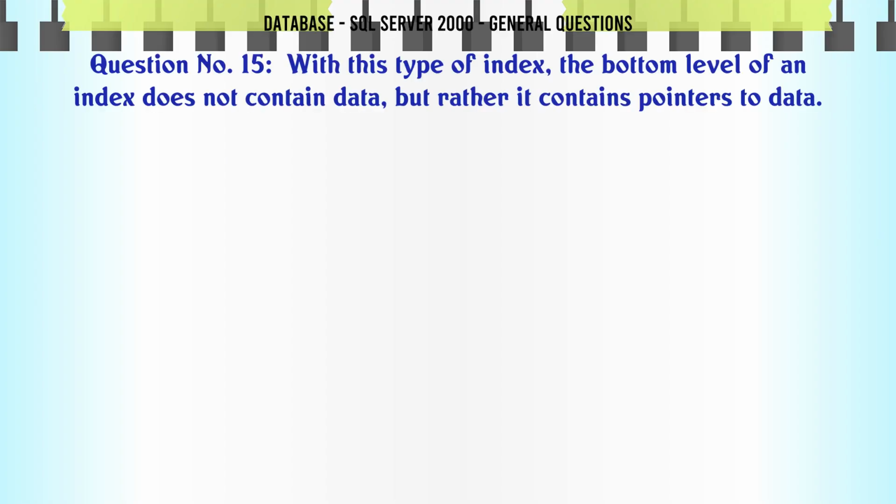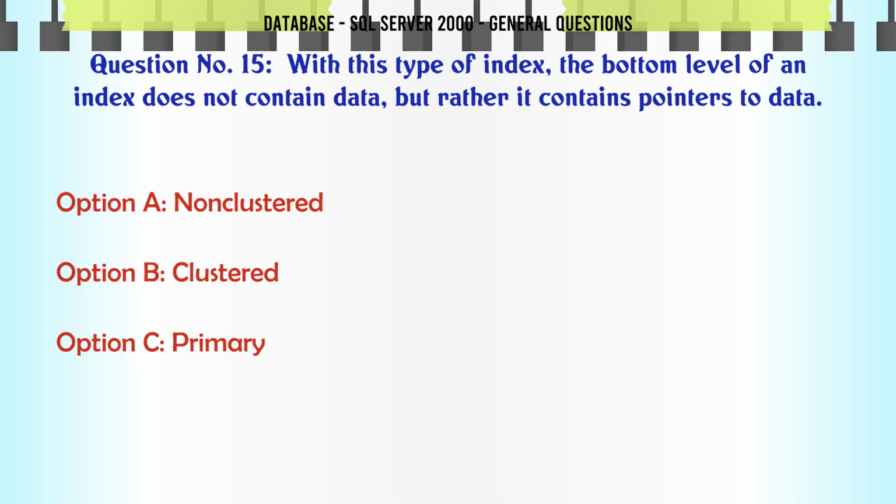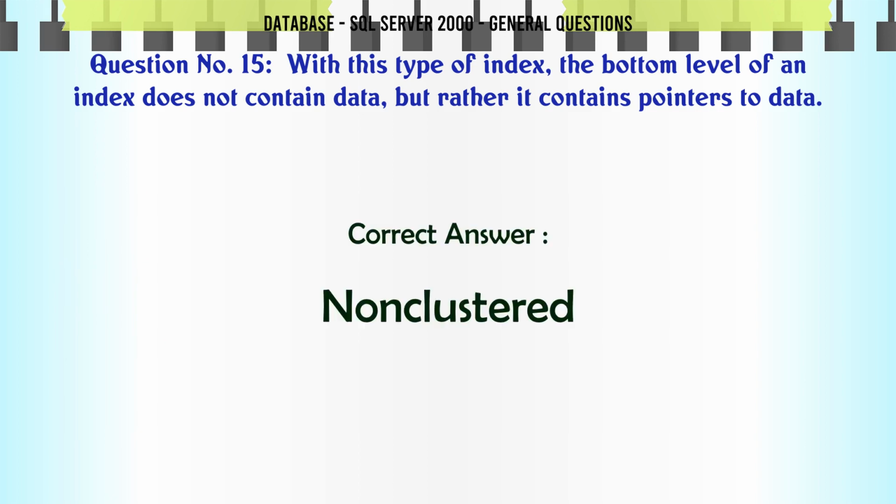With this type of index, the bottom level of an index does not contain data but rather it contains pointers to data. A. Non-clustered. B. Clustered. C. Primary. D. Secondary. The correct answer is non-clustered.